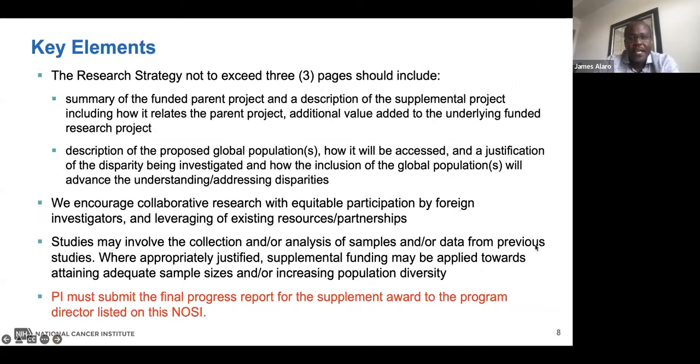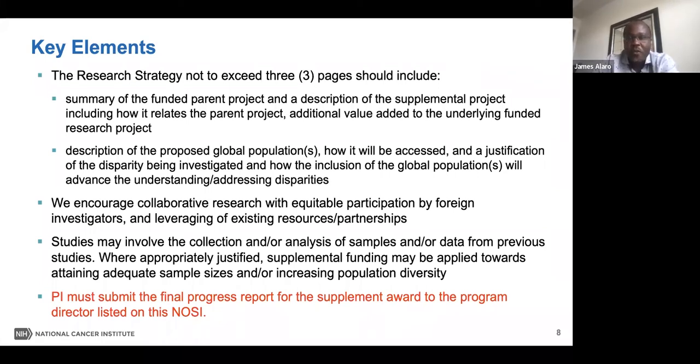Some of the key elements I just wanted to point out, again, these are supplements. They will be reviewed by program directors working at NCI. So we encourage you to be minimal with your application. So we are asking no more than 3 pages for your research strategy. It has worked well. The people who submitted before seem to have done well.